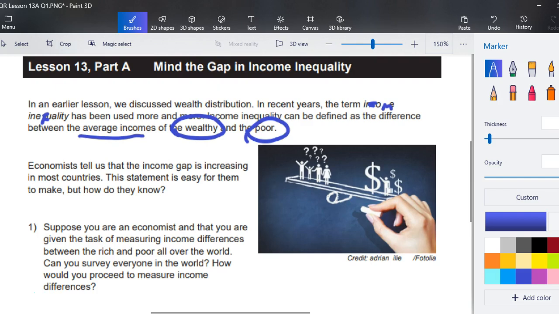Suppose you are an economist and that you are given the task of measuring income differences between the rich and the poor all over the world. Can you survey everyone in the world? How would you proceed to measure the income differences? A couple of thoughts about question 1. First off, we cannot survey everyone, but it is possible that we could survey a small subset of the population.